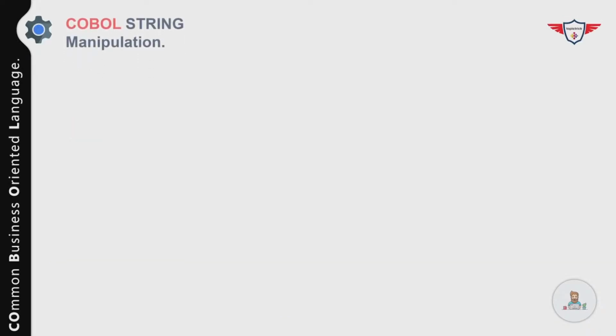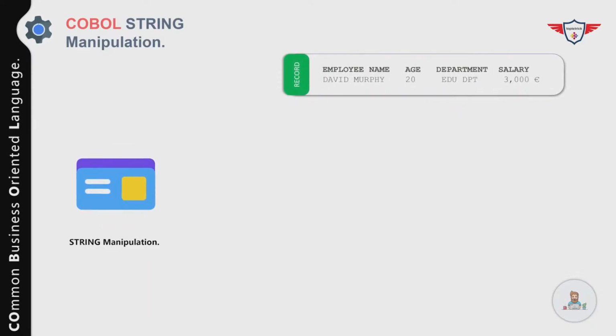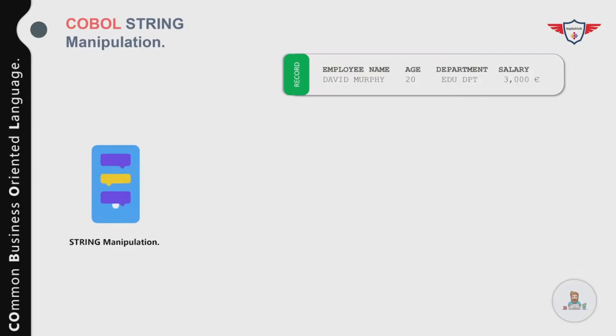Now let's try to understand how to perform string manipulation in your COBOL program. As you know, string manipulation is an important aspect of any programming language, and in most cases you have inbuilt functions that can be used to perform various operations to fulfill your business requirement. Now let's try to understand what general operations you perform with a string.